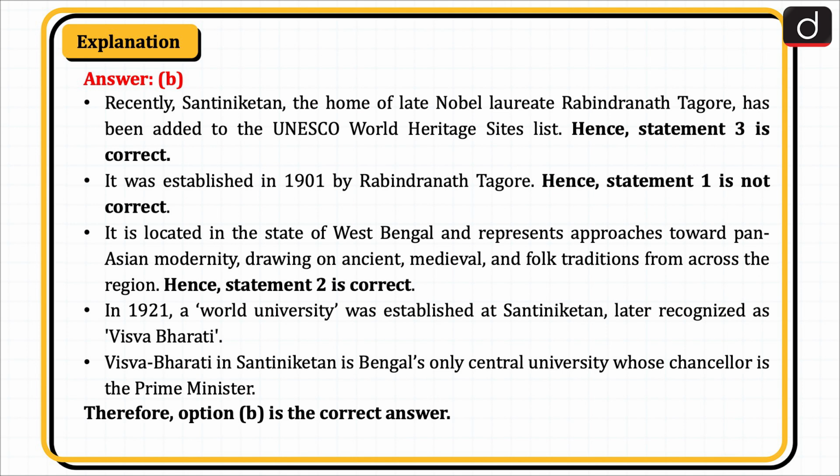In 1921, a world university was established at Santiniketan, later recognized as Vishwabharati. Vishwabharati in Santiniketan is Bengal's only central university whose chancellor is the Prime Minister. Therefore, option B is the correct answer.